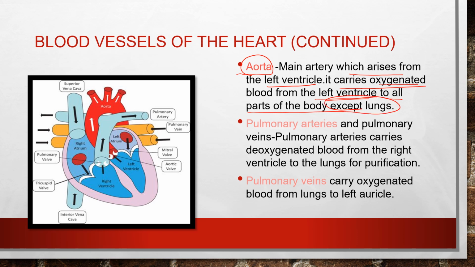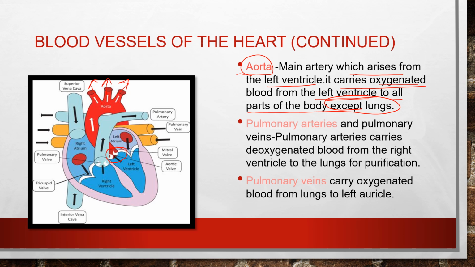So the aorta is arising from the left ventricle. You can see this aorta. This is the aorta which is arising from the left ventricle. It is carrying the oxygenated blood to different parts of the body except the lungs.